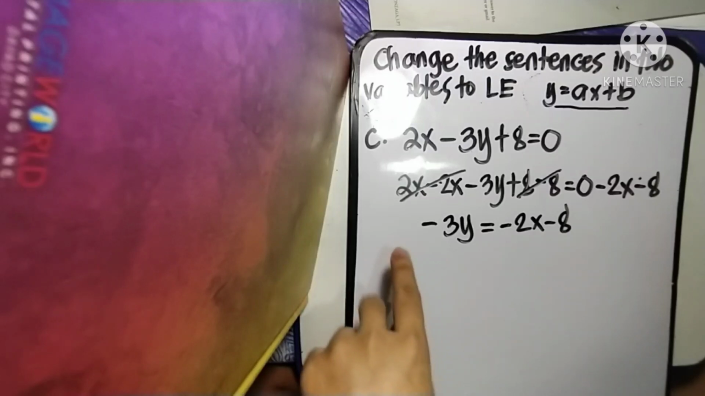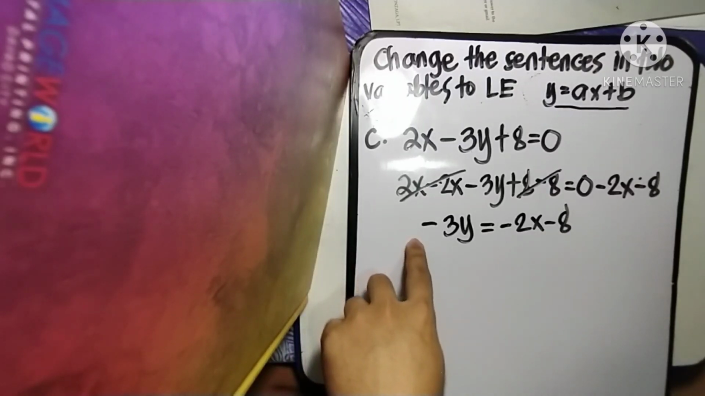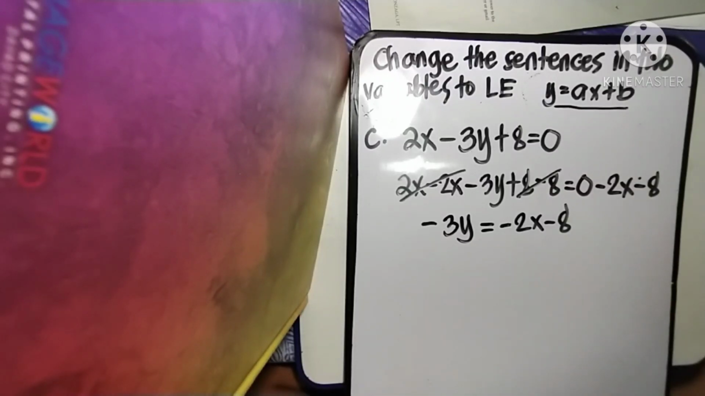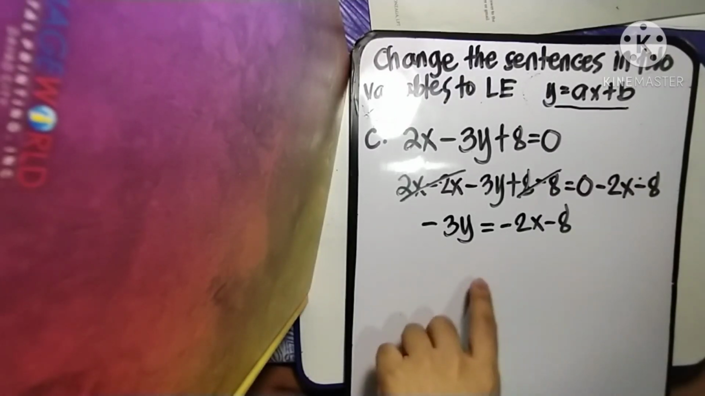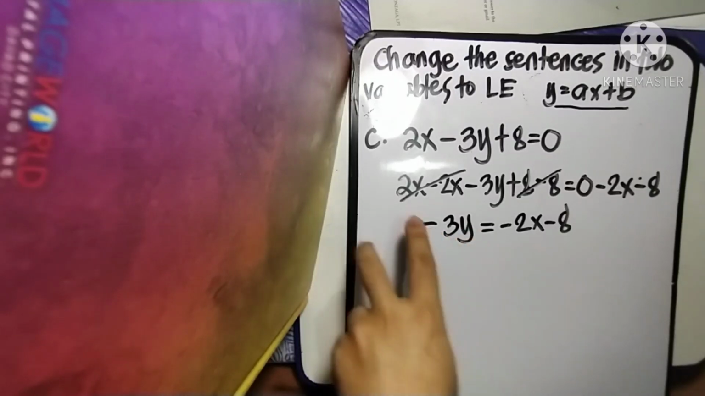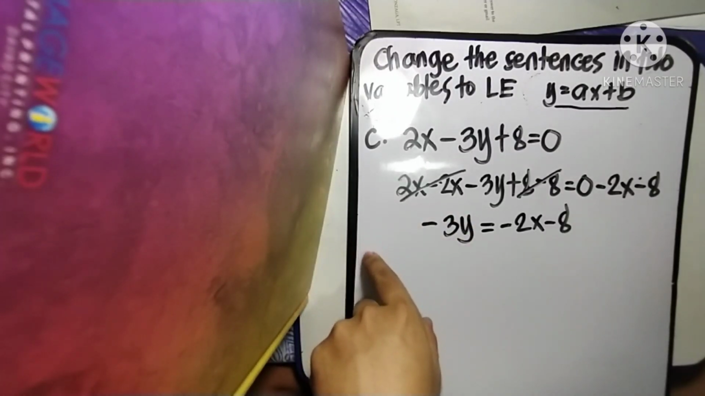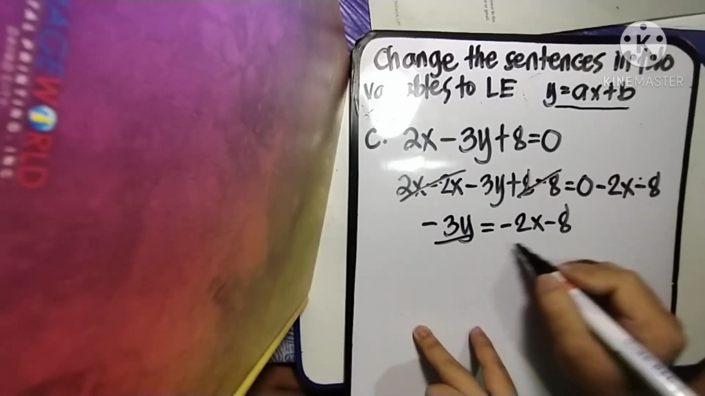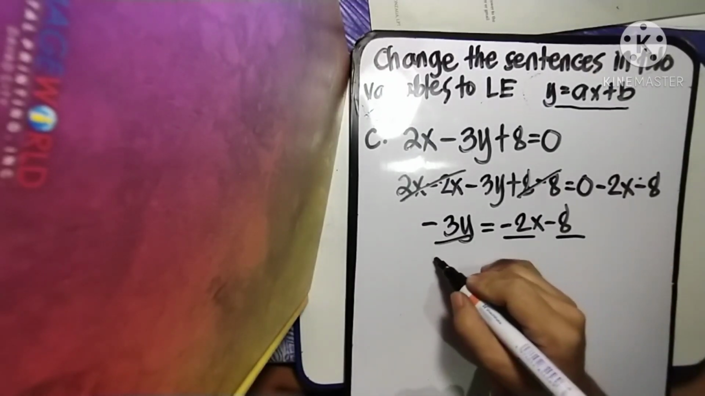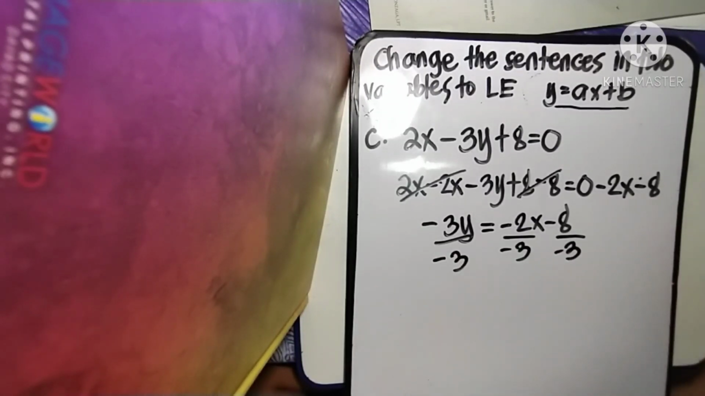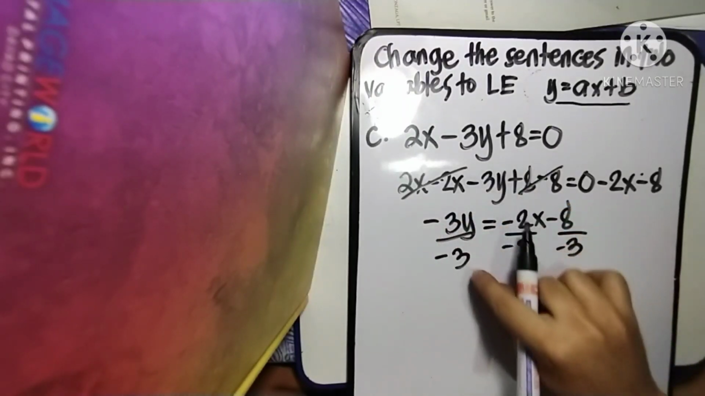Okay, so we are now given the equation negative 3y is equal to negative 2x minus 8. So next is we need to find the value of y. Okay, we need to find the value of y since we're given by negative 3y, so we need to apply division property of equality or multiplicative inverse property. Okay, so divide both sides by negative 3, and negative 3. Okay, negative 3y divided by negative 3.